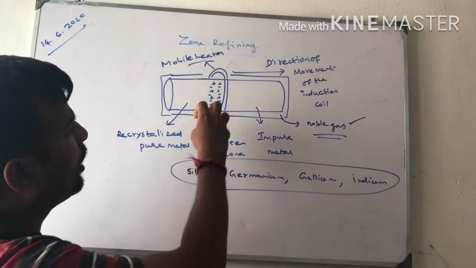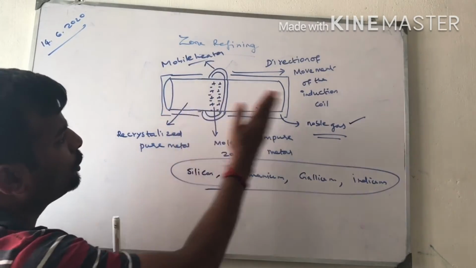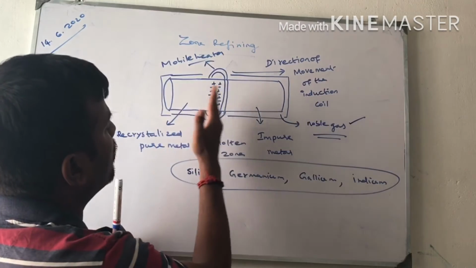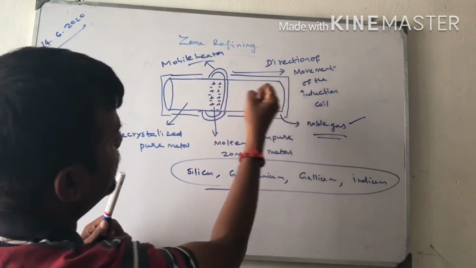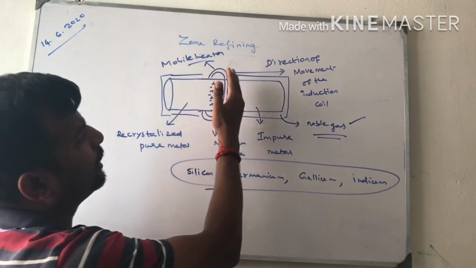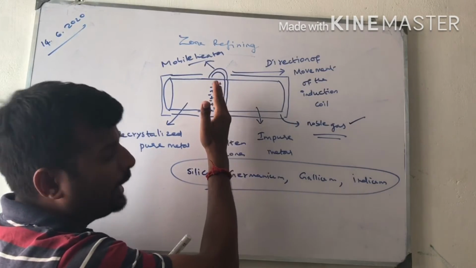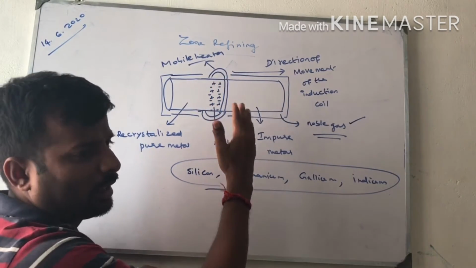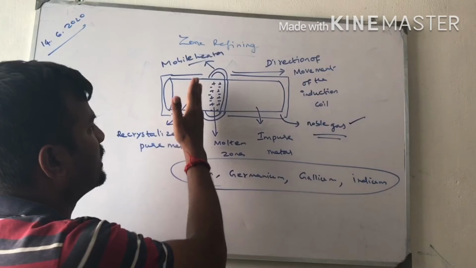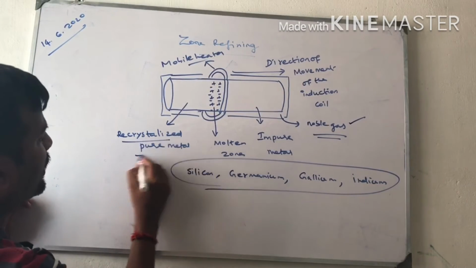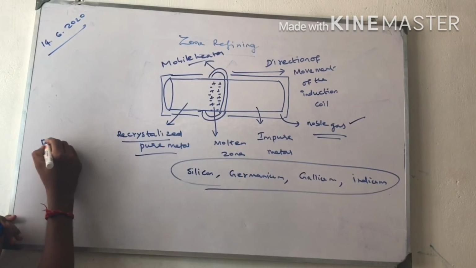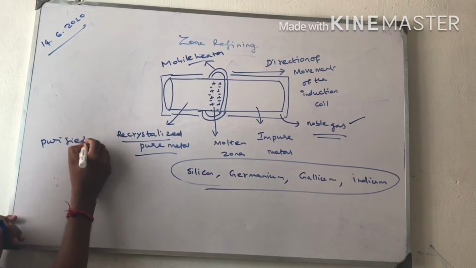In the molten state, the circular heater moves from the impure area. What happens? The impurities in the metal are melted and collected in the mobile heater, and the solid material crystallizes like this. Recrystallized means purified, the purified form.